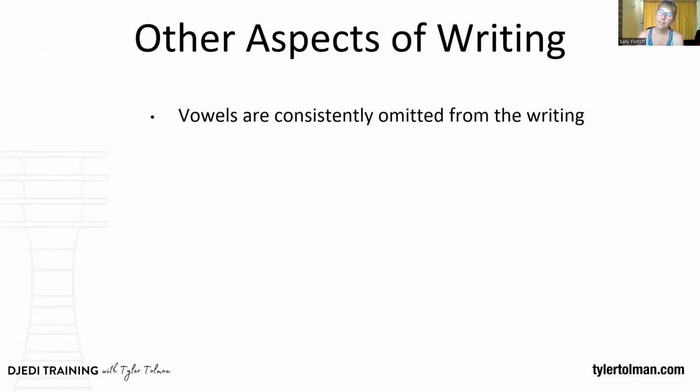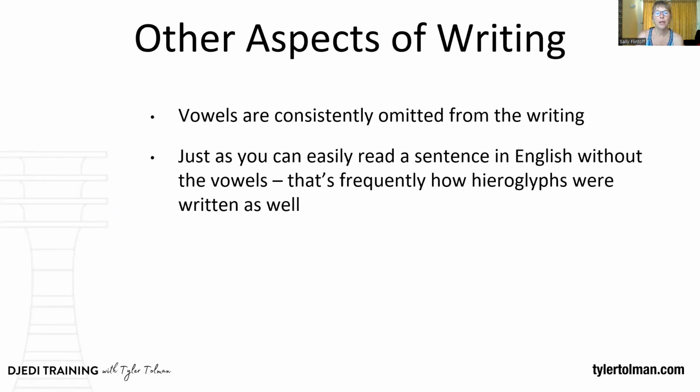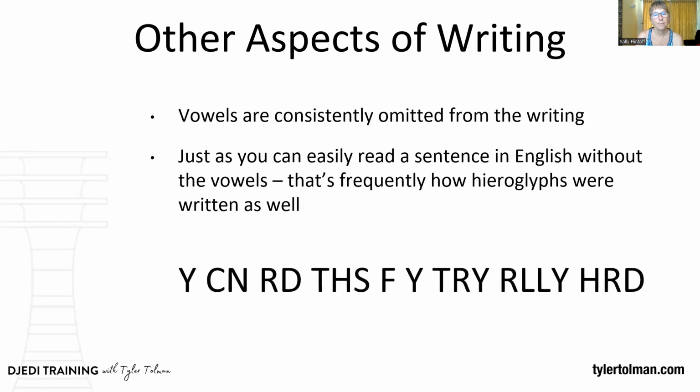Other things to note are that vowels are consistently left out from the writing. Just as you can easily read a sentence in English without the vowels, that's frequently how hieroglyphs were written as well. And if you take a look at this sentence, there's no vowels in it. But I'm sure that you can read this if you try really hard.